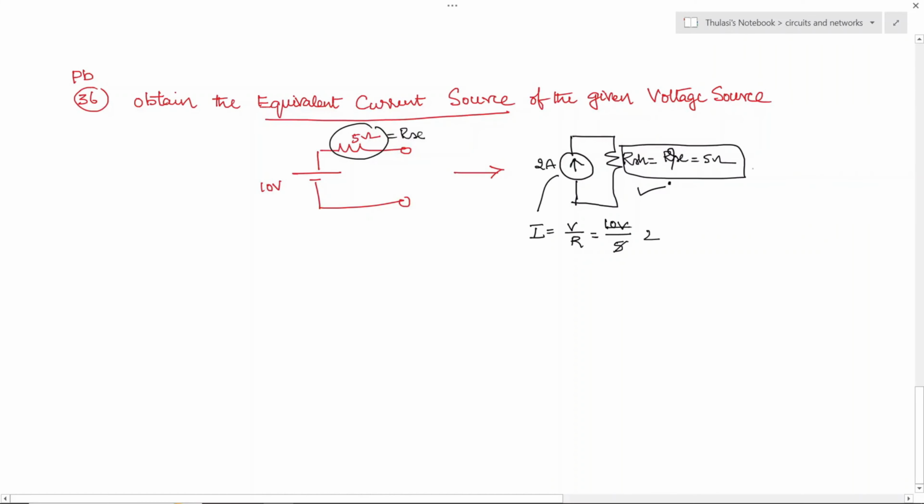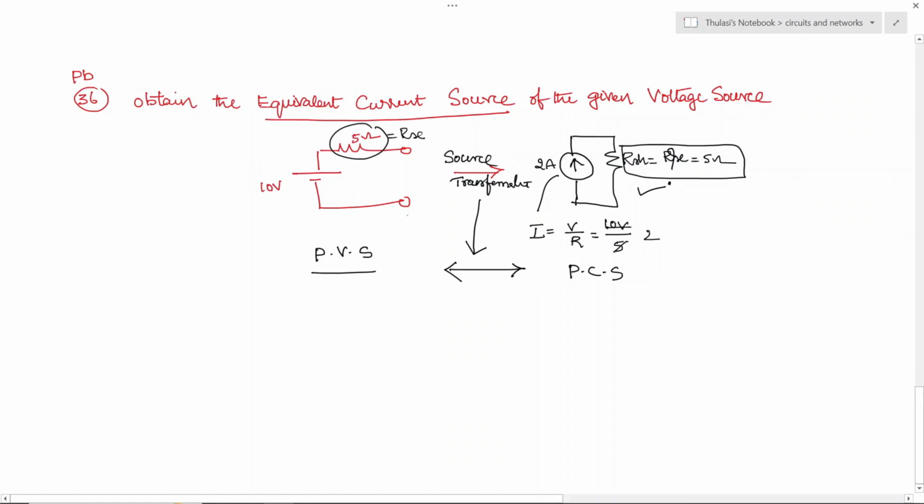Okay, so this is the procedure of solving the problem. This way of solving is called source transformation. By using source transformation, we can convert a practical voltage source into a practical current source, or we can convert a practical current source into a practical voltage source. This is done by a technique called source transformation.